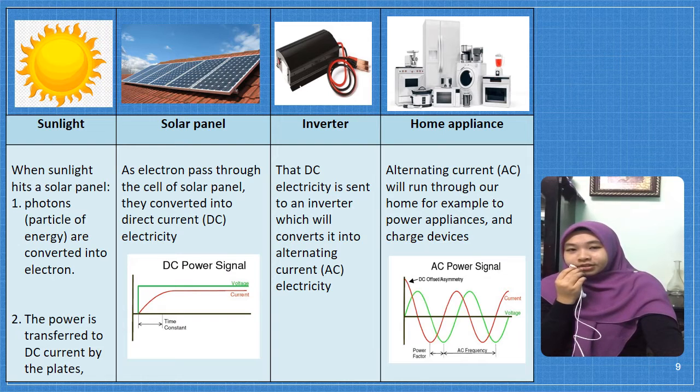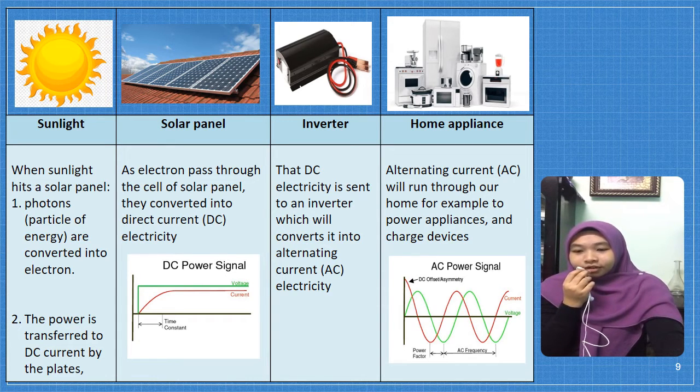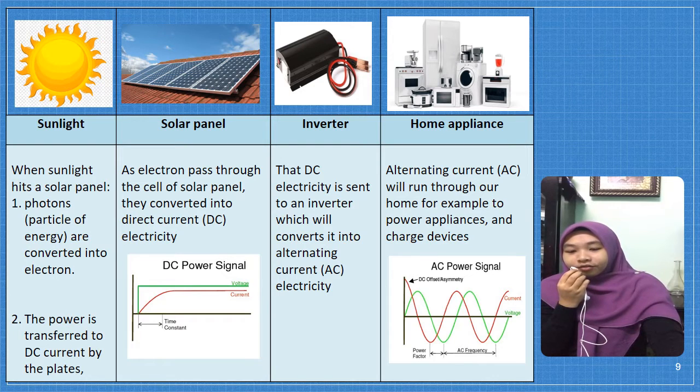Light energy from the sun will hit the solar panel, and the photons, which are particles of energy, are converted into electrons. As electrons pass through the cells of the solar panel, they convert into a DC power supply. That DC power supply is sent to an inverter to convert it into an AC power supply. This is because the AC power supply runs through our home, for example in power appliances and also in charging devices.